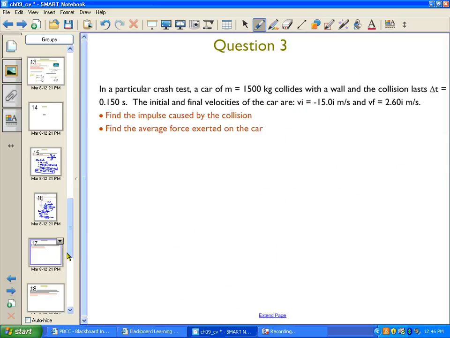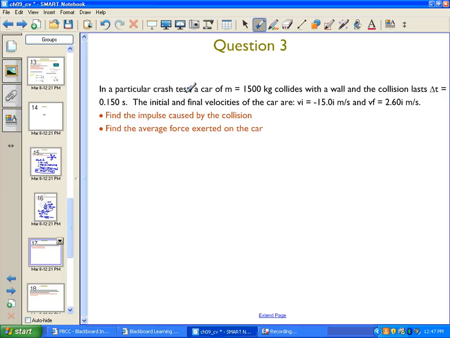Okay, next problem. Question 3 says, in a particular car crash, a car of 1,500 kilograms collides with a wall, and the collision lasts for 0.15 seconds. The initial and final velocities of the car are 15 meters per second in the negative i-hat direction initially, and 2.6 meters per second in the positive i-hat direction after the collision. We're asked to determine the impulse of the collision and the average force exerted on the car.